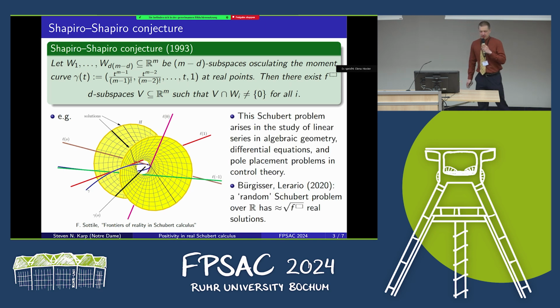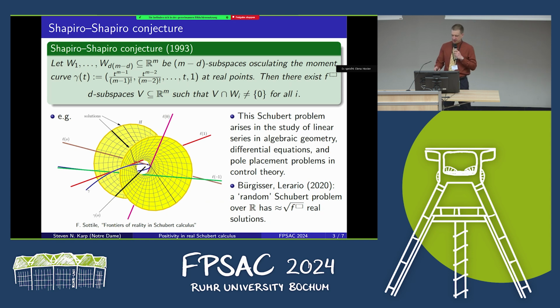A couple of comments. So this is not just a contrived Schubert problem. It actually arises naturally in several different contexts. It appeared in work of Eisenbud and Harris on linear series on algebraic curves. It appears in the theory of ODEs, and it appears in control theory. And especially in the last instance, it is interesting to have Schubert problems with all real solutions.